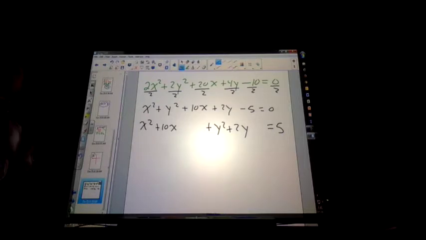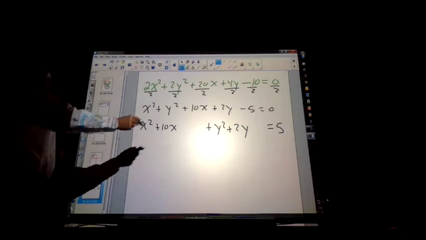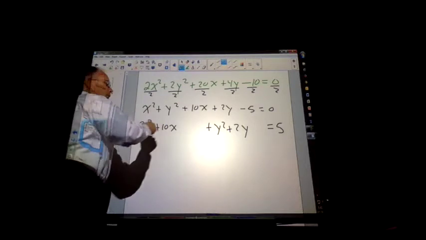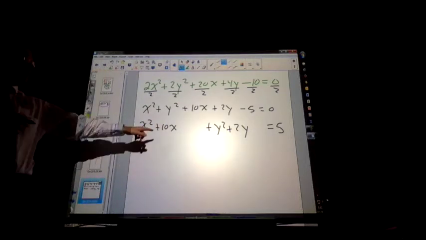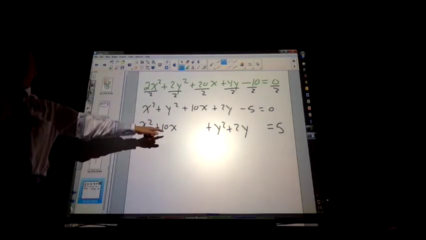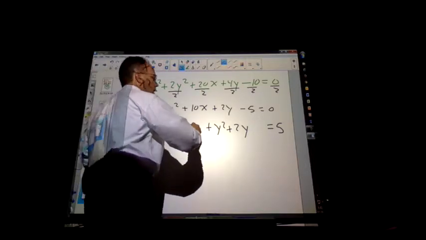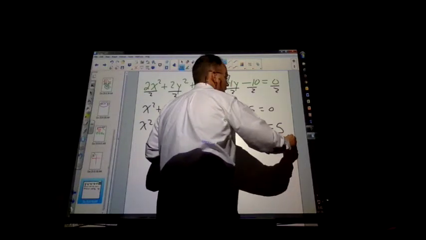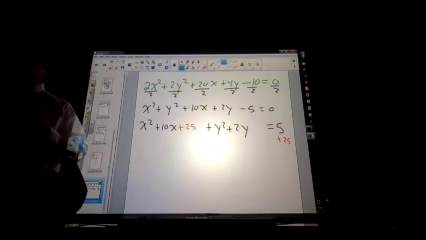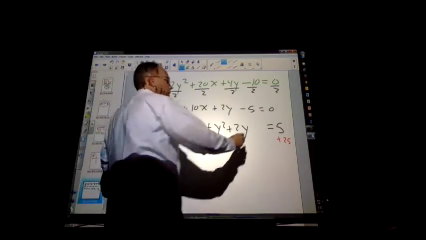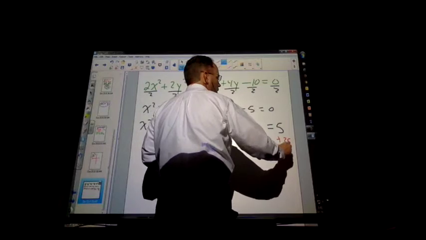Because I'm going 2 different sides of the equal sign. So if I add to one side, I have to add to the other. Okay? So half of 10. Half of 10. 5 squared. 25. So I'm going to add 25 over here as well. Half of 2. 1 squared. Add 1 over here as well.